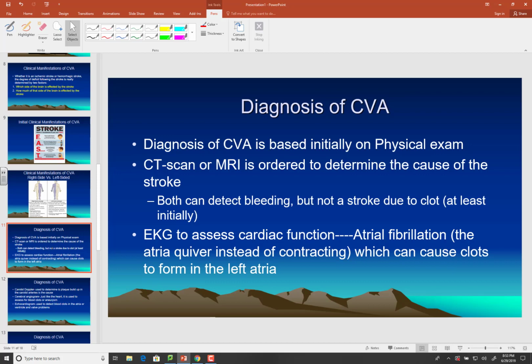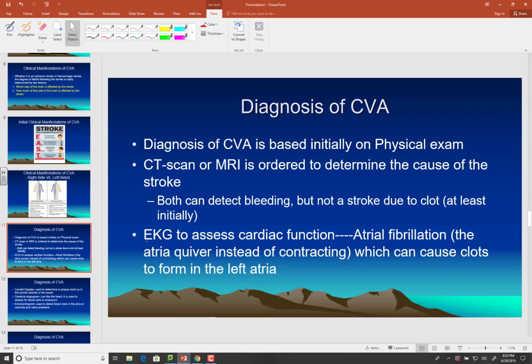Because if you give antithrombolytics to a person who's had a hemorrhagic stroke, you're just going to speed their time to death. That's why it's important before treatment begins to make sure that you determine the cause of the stroke. And then the other thing you want to do is you want to do an EKG. You want to assess cardiac function.